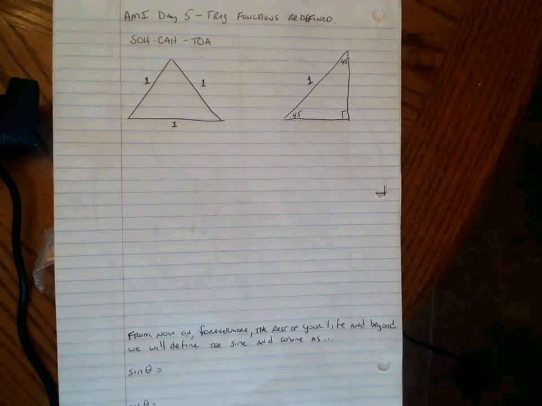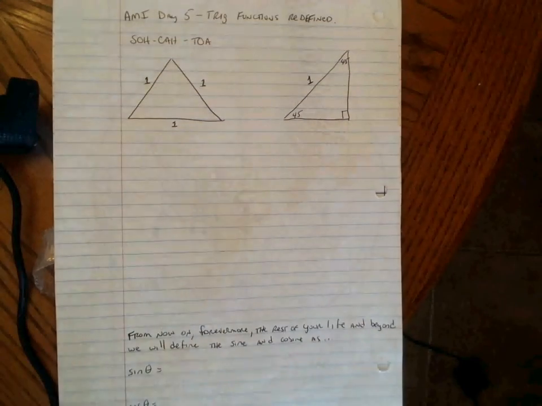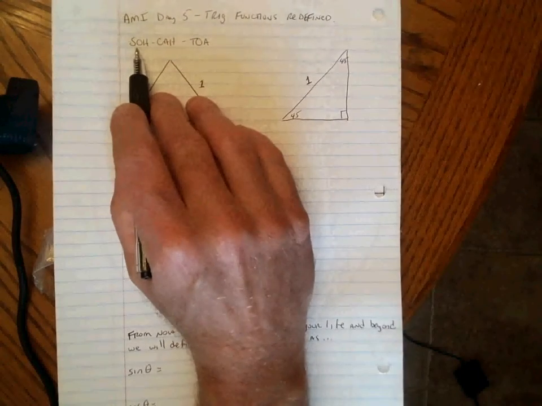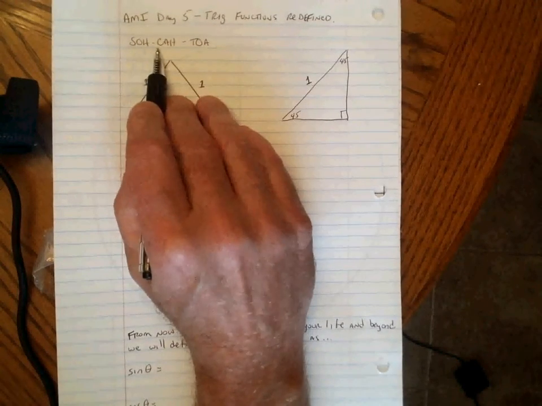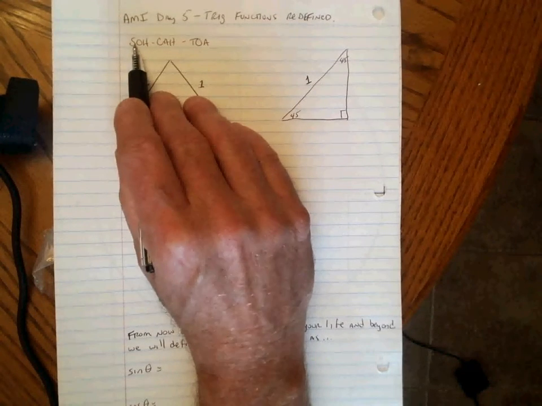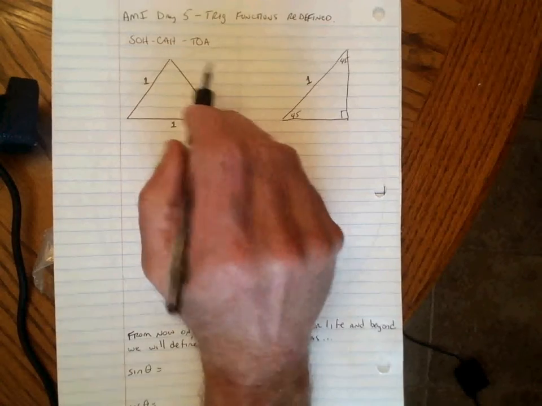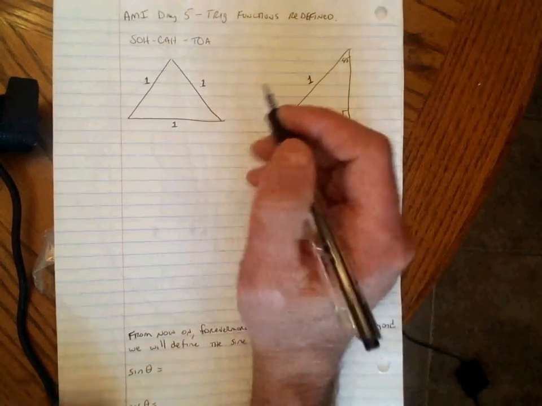AMI Day 5, Trig functions redefined. Recall that we defined trig functions in regards to right triangles: sine, cosine, tangent, and then we defined the reciprocal trig functions. Cosecant is the reciprocal of sine, secant is the reciprocal of cosine, and cotangent is the reciprocal of the tangent. We're going to use those definitions for a second.